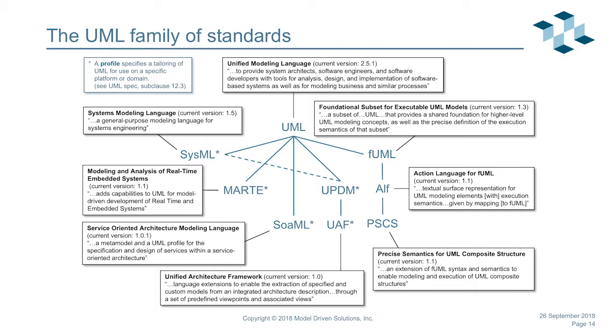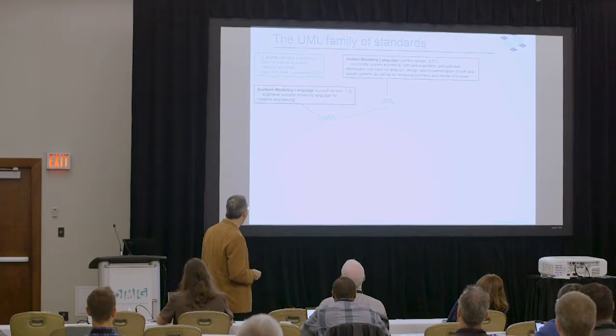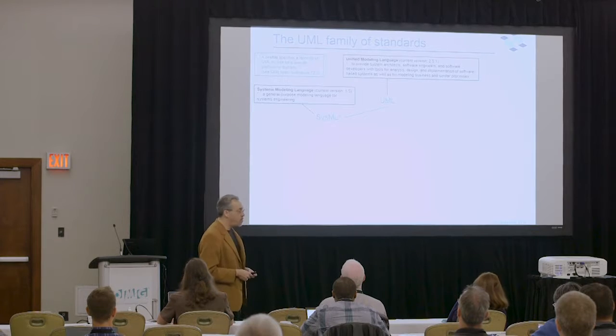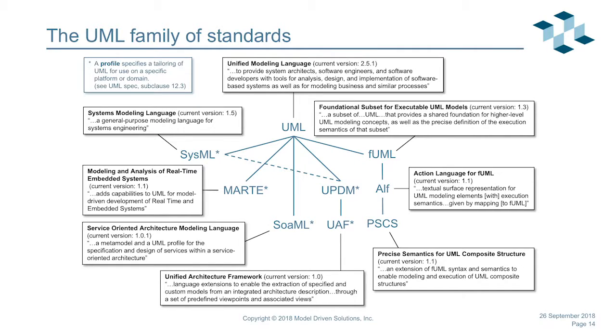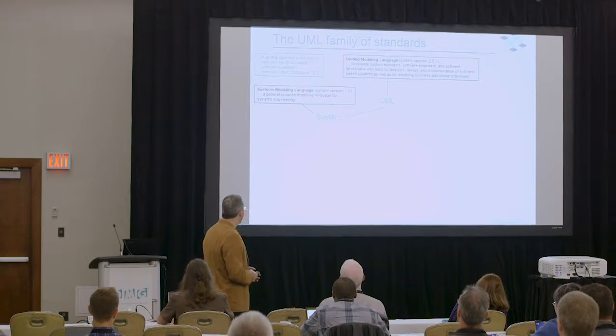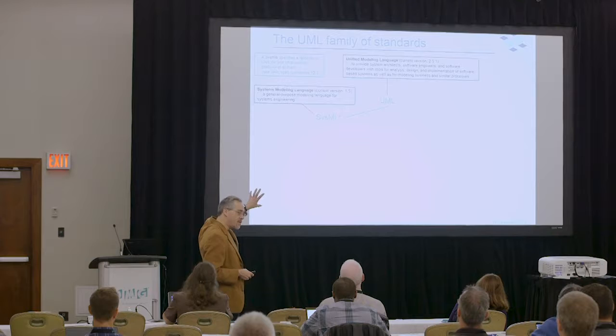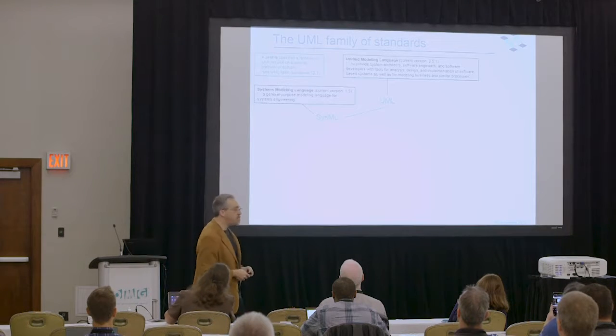Starting with UML, the first major standardized profile of UML was the Systems Modeling Language. From the point of view of systems engineers, this is in many ways its own language, but it is technically a profile of UML, and a profile, as I mentioned before, is a tailoring of UML for use on a specific platform or domain. In the current UML spec, you can look at subclause 12.3 on the definition of what a profile is. I'm sure you're all going to run out and buy your copies of the UML spec so you can look this stuff up. But the community SysML focuses on is systems engineering.